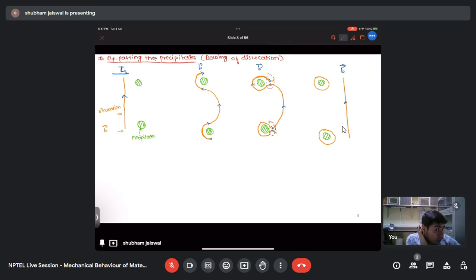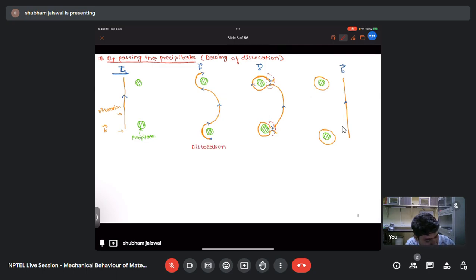Here we can see that the dislocations are generating. So this is also a mechanism of dislocation generation. So let me write down here.